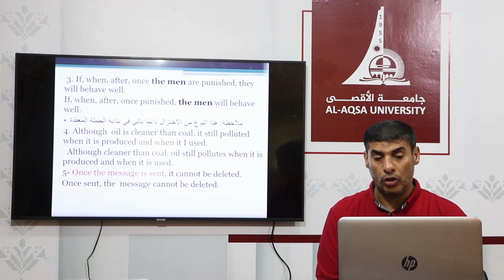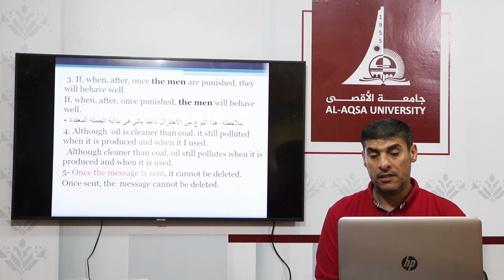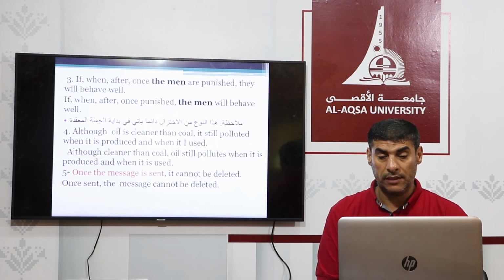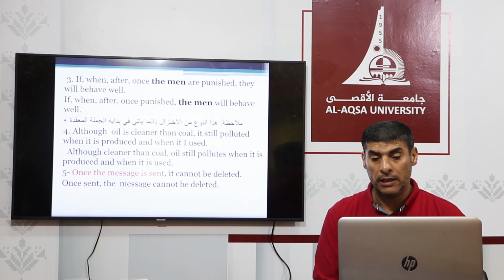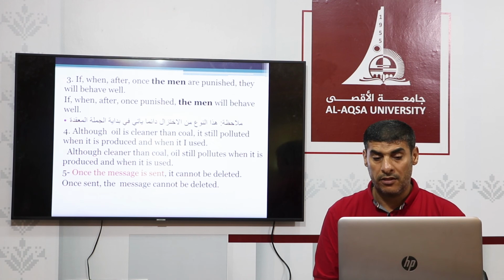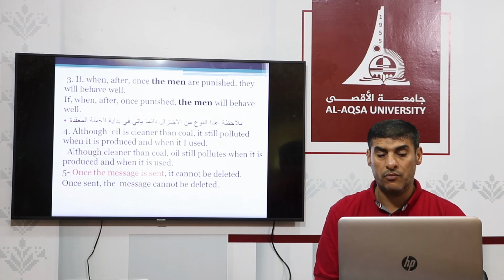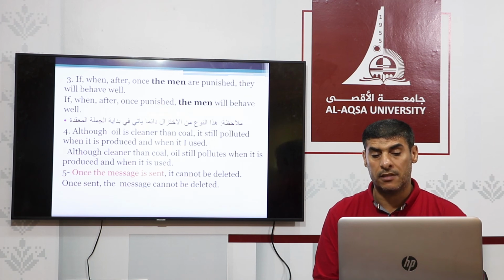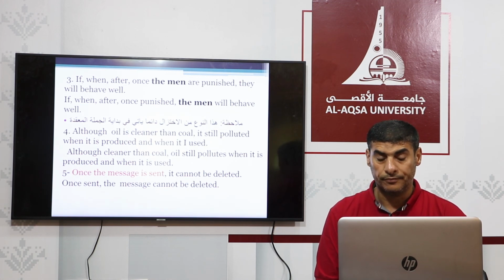Example number 4. Although oil is cleaner than coal, it still pollutes when it is produced and when it is used. Okay? So I'm going to read sentence number 4 again. Although oil is cleaner than coal, it still pollutes when it is produced and when it is used. So the sentence becomes, although cleaner than coal. So what happens here is that we have deleted the subject, oil, and then the main verb is. And we only use the adjective. So although cleaner than coal, oil still pollutes when it is produced and when it is used.